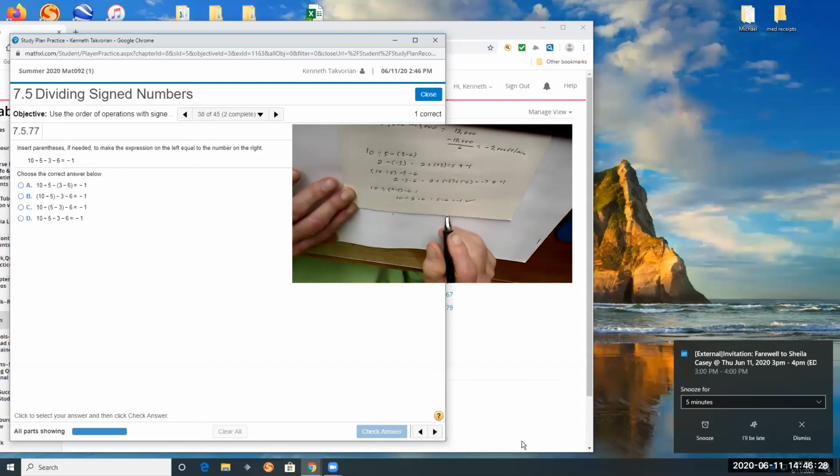Notice how moving the parentheses around in the original problem changes what the answer will be. So we have to follow PEMDAS very, very carefully.